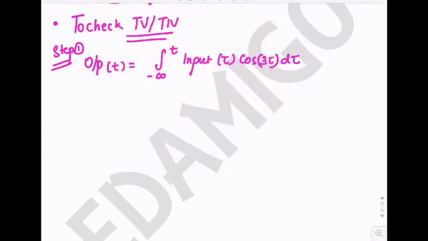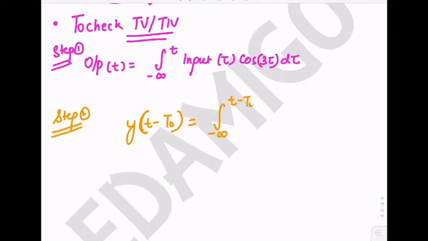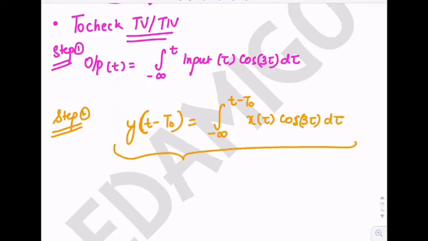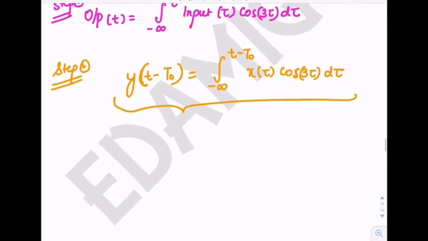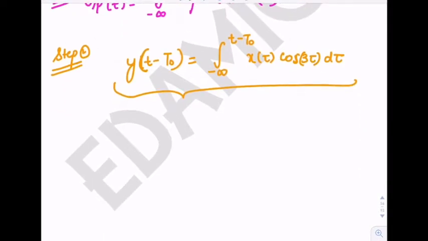Now step 2, as we know, is to find the delayed output, that is y(t minus t naught). For example, we will not use tau, we will use t naught. So we are shifting the output by t naught. In the whole expression, t will be replaced by t minus t naught. Okay, so this will be the expression of the delayed output. Simply replace t by t minus t naught in the whole expression.